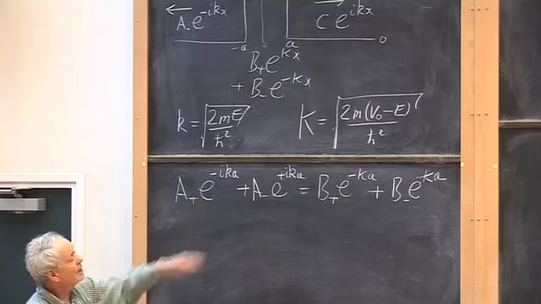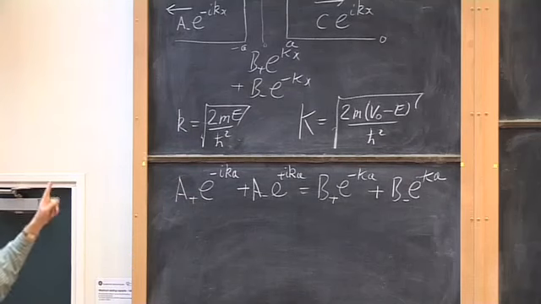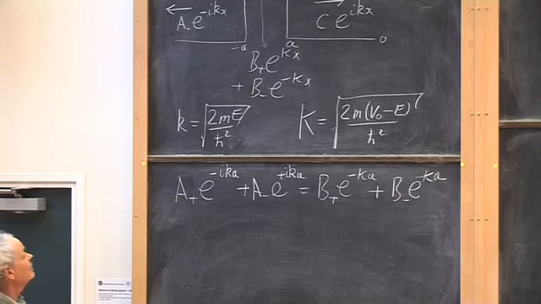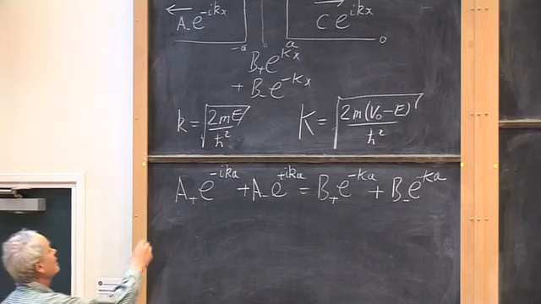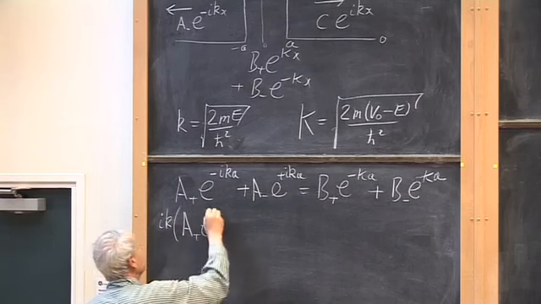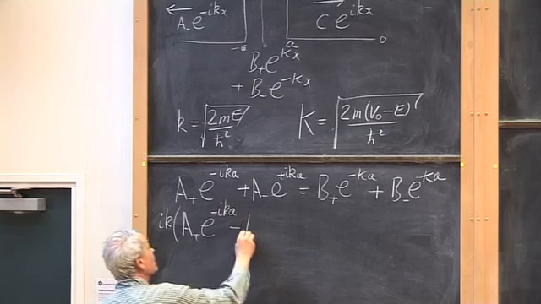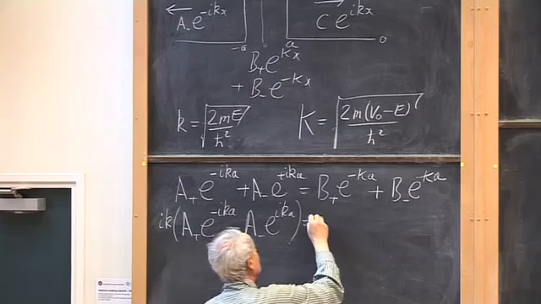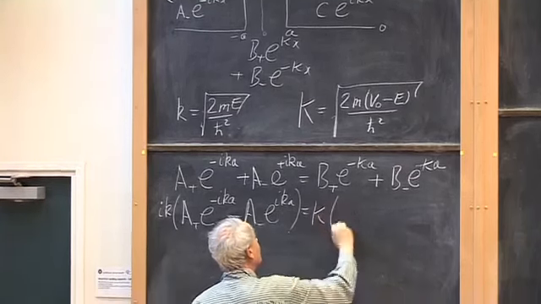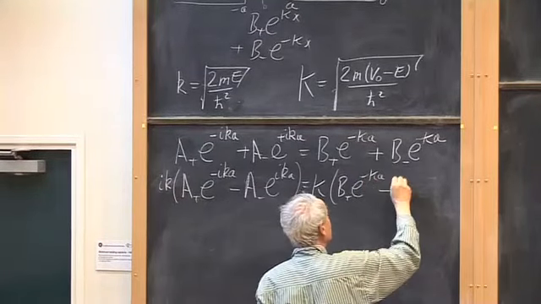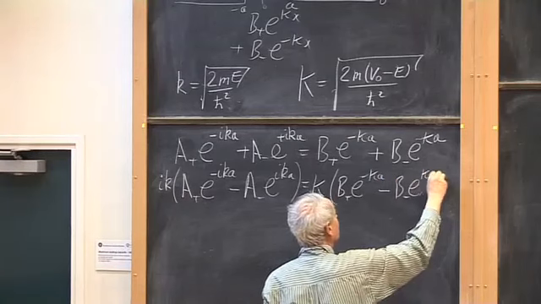So this is the condition for the wave function to be continuous at x equals minus a. We require, as yesterday, that the gradient of the wave function is also continuous there. So we have to take the gradient of that function on the left and evaluate it at x equals minus a, and we find that ik, common factor, (a plus e to the minus ika minus a minus e to the ika), close brackets, is equal to big K, common factor, (b plus e to the minus Ka minus b minus e to the Ka), close brackets.